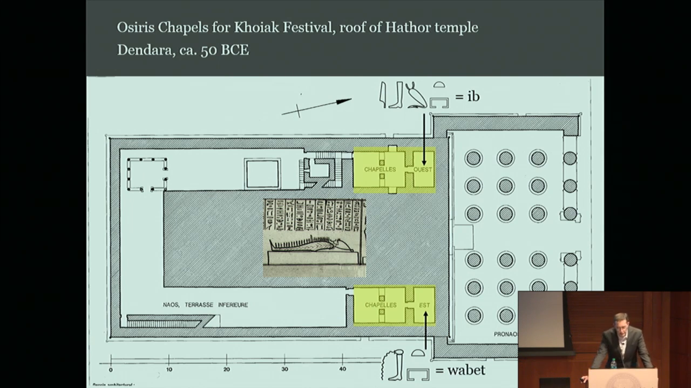Written along the ceiling of this Ib room is a text that describes, I believe, the very same ritual that is preserved in the Artemis Papyrus. In this case, the ritual is not performed for a private individual like Artemis, but for the Osiris figurine, for Osiris himself.